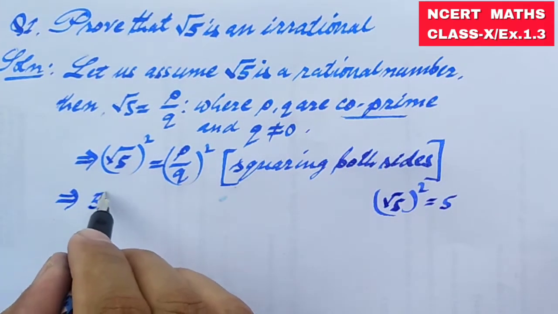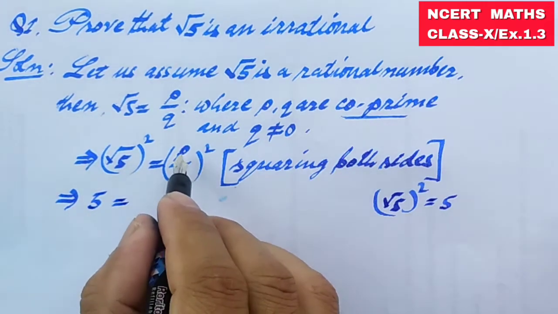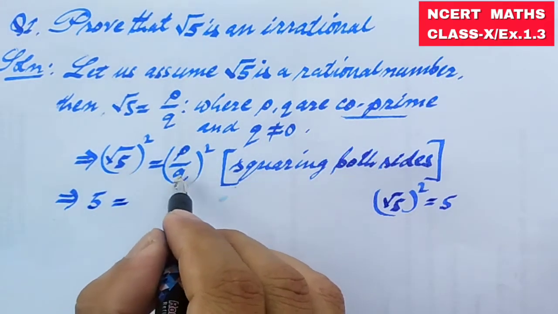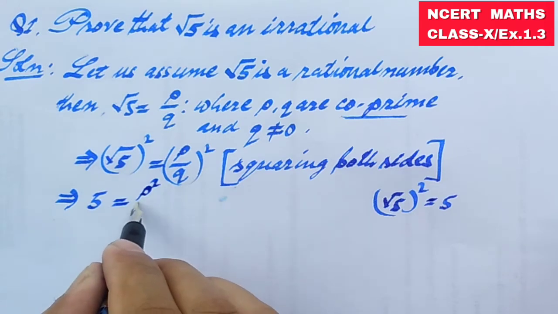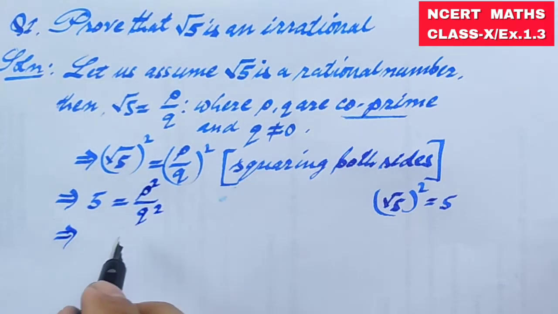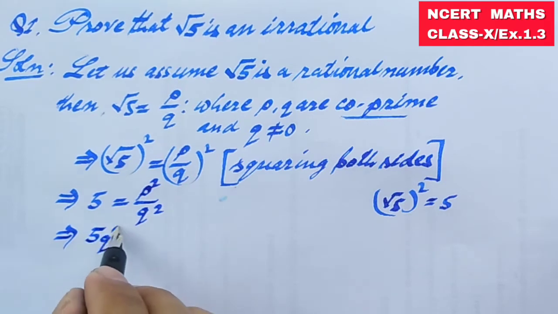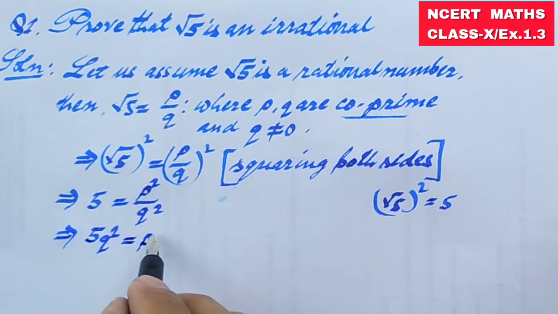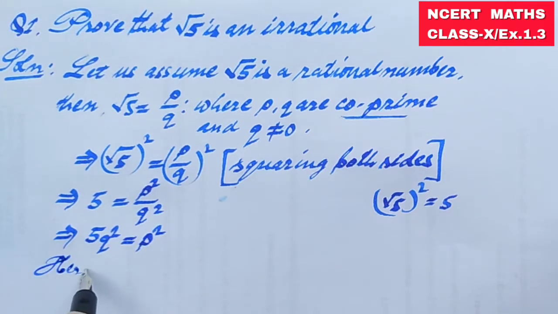We know that this is a very simple simplification. 5 is equal to, now p by q whole square means p square by q square. So we get this. Next, let us cross multiply it: 5q square equal to p square. Here, my dear children, we need to understand that 5 is a factor of q square, so 5 should also be a factor of p square.